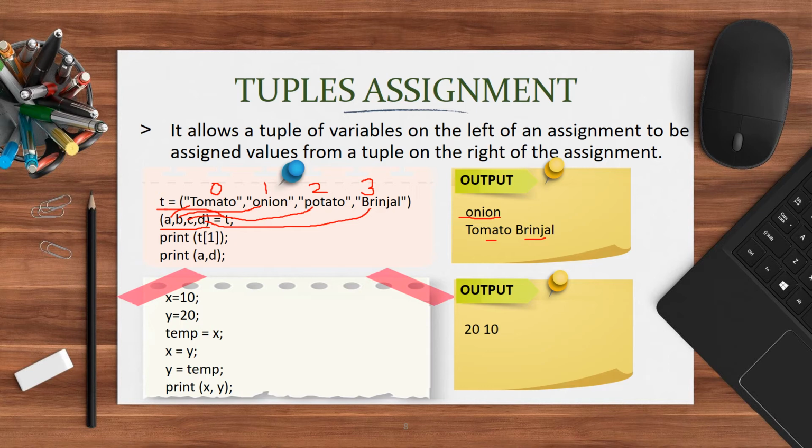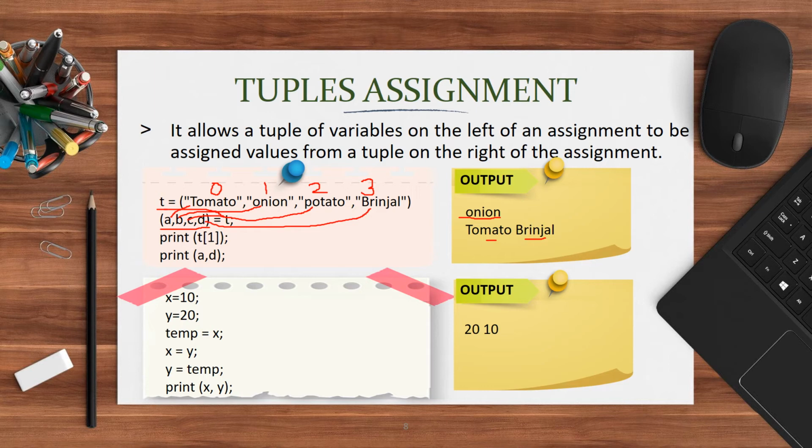Can you understand now? So whatever is in the assignment of the variables on the left side of an assignment is again assigned the tuple values on the right side of the assignment. So this is a tuple assignment.